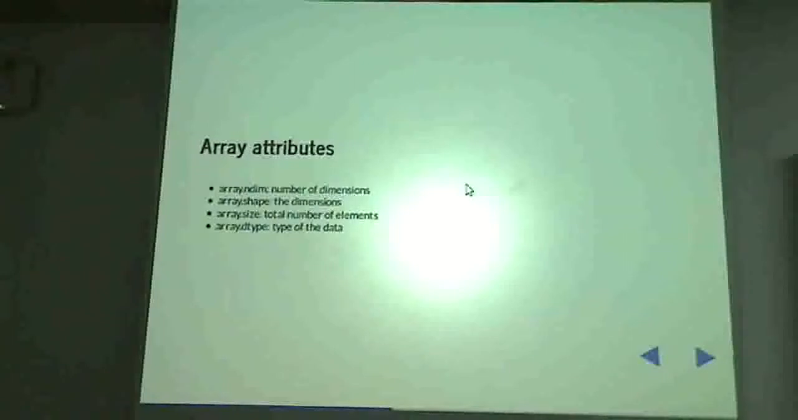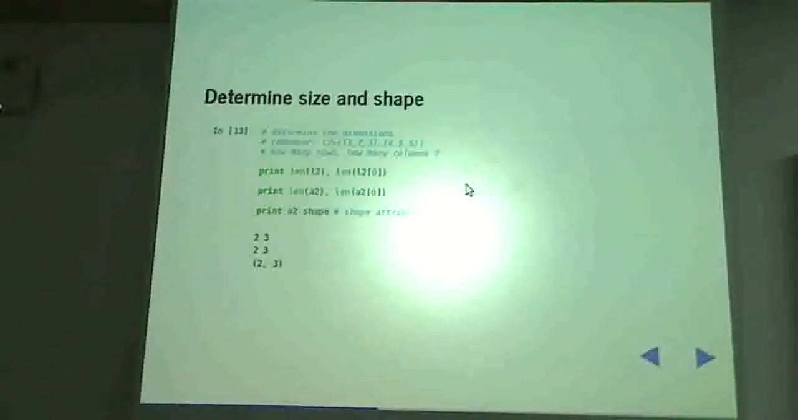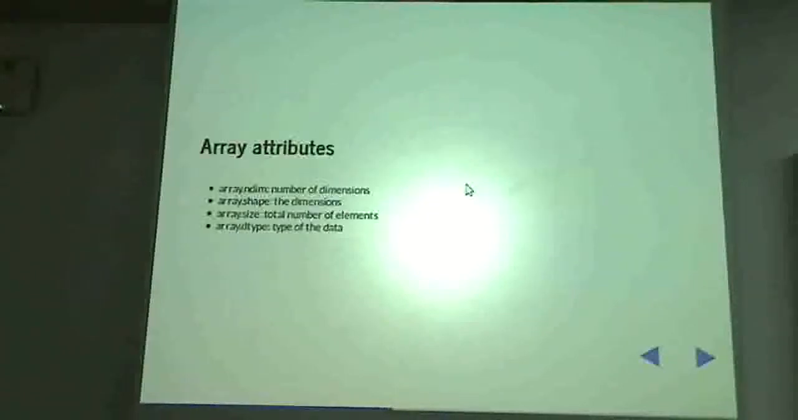There are lots of array attributes that you can specify. For example, array.ndim will give you the number of dimensions. So if we type A2.ndim, that will print, what will be A2.ndim? L2 is this. A2 is the array version of that. ndim will be 2. Number of dimensions is 2. A2.shape, we saw that already. It gives you the number of elements along each dimension.